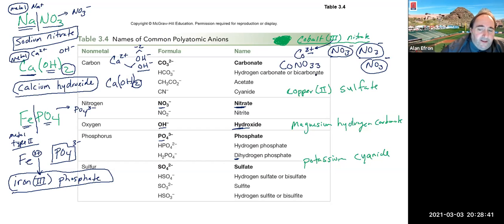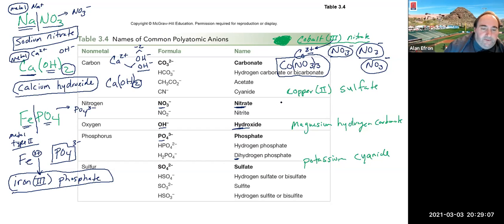CoNO33. Again, this would not be right because that implies we have 33 oxygens, which clearly we don't, and 1 nitrogen. A reminder again, we do need the parentheses around it to indicate that we have 3 of the nitrate units and not 33 oxygens. Question on that one there.